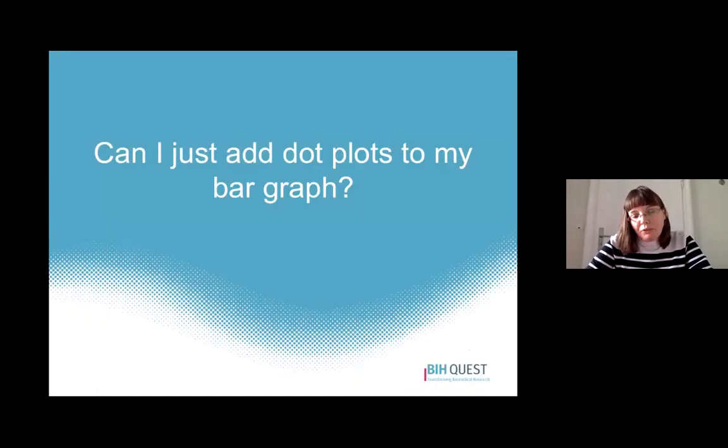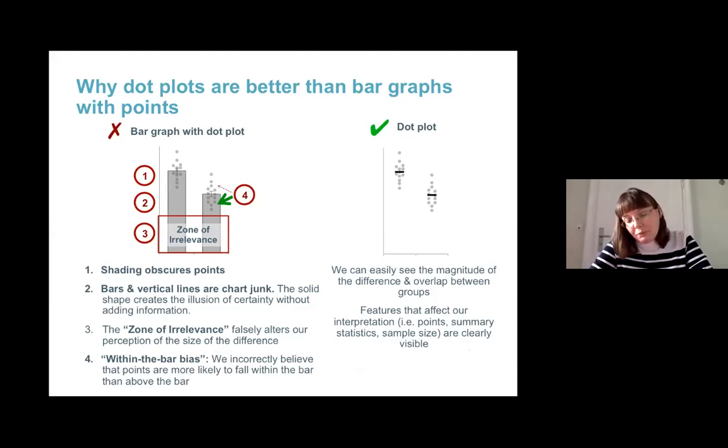So another popular strategy that people are using right now is to add dot plots to their bar graph. And you might be wondering, how about I just do that? Are we all happy then? And unfortunately, the answer is still no. It's better than a bar graph, but I would always rather have a dot plot any day. And basically, it comes down to a dot plot is everything that you need and nothing that you don't. So if I look at the graph here, the dot plot clearly shows the medians as well as the values for each individual data point. And I can easily see the magnitude of the difference between groups as well as the amount of overlap.